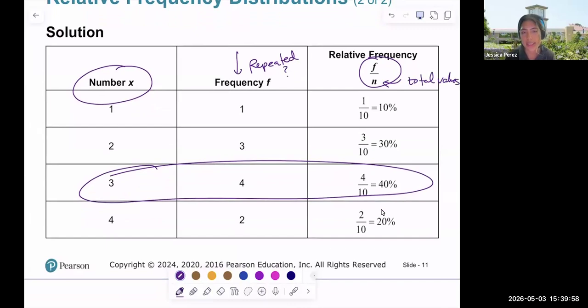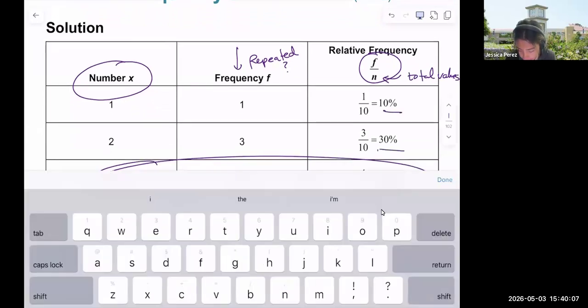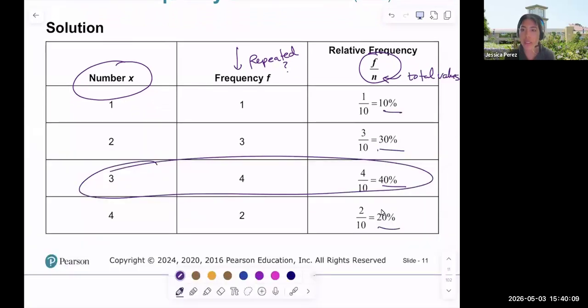And it looks like a table where you have a column for your x's, a column for your frequencies, and a column for your relative frequency or a percent. So 10%, 30%, 40, and 20. So most of the time, that column will be found to be a fraction or a percent.